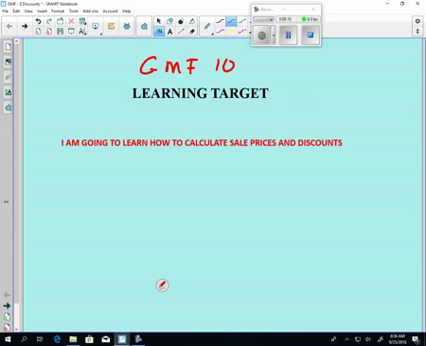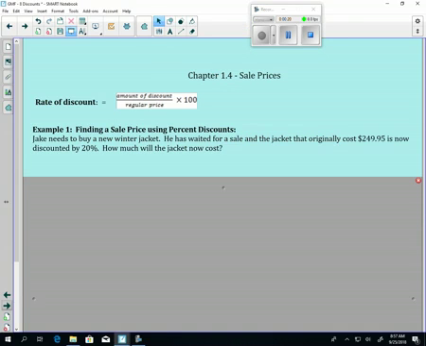Got 10, math 10. Today we're going to be looking at how to calculate sales prices after we take a discount off of it. And again, discounts are generally expressed in percents. When you see something in the store, you'll say it's 10% off or 15% off.